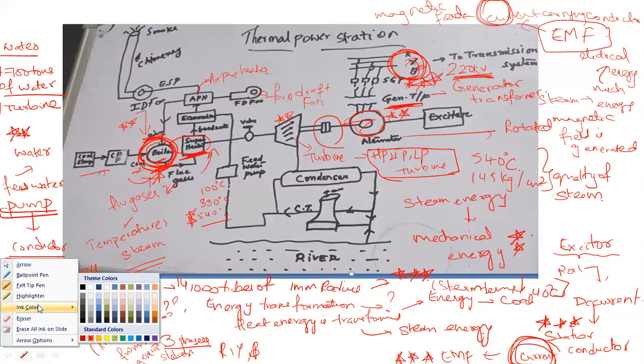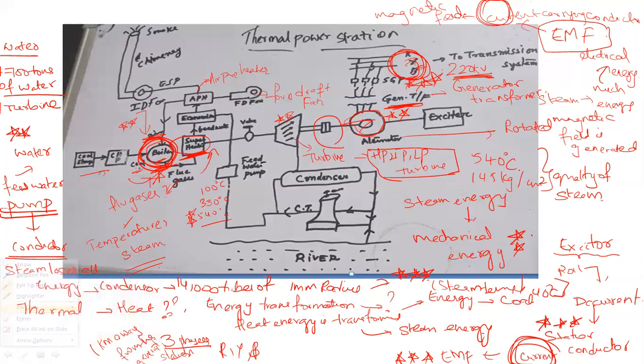So this is the arrangement in a thermal power station. This is the arrangement in a 500 megawatt thermal power station. From the switchgear, it will go to the transmission system, wherein I have already explained the power system in the earlier classes. Thank you.